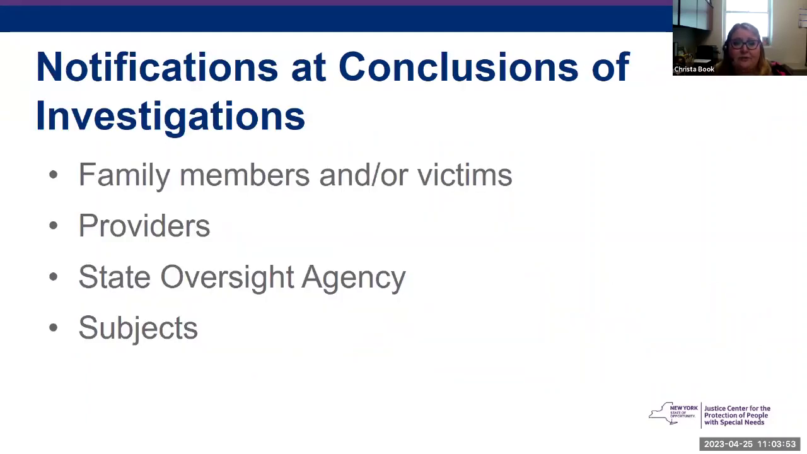So who receives notification at the conclusion of our investigation? It's either going to be the family member and or the victim. So it's going to depend on whether or not that person represents themselves or whether they have a personal representative. If they do, the personal representative would be notified. Also, the provider and the state oversight agency are going to receive notice of the findings, as well as the subjects of the investigation. They will all receive a letter stating whether it was substantiated or unsubstantiated, and if substantiated, what was the actual allegation, whether it's neglect, deliberate inappropriate use of restraint, sexual abuse. No matter what it is, you'll be told what that allegation is and what category it came out to be.